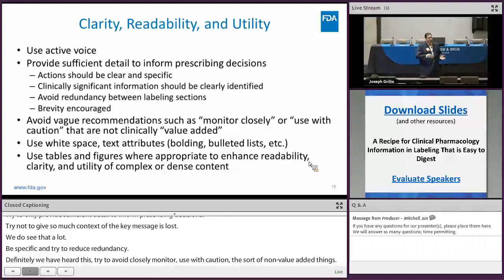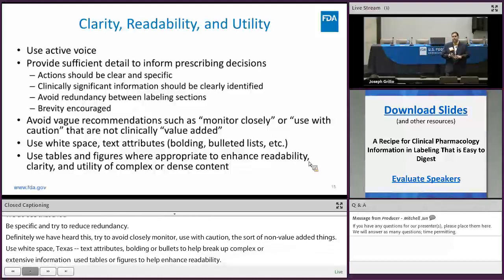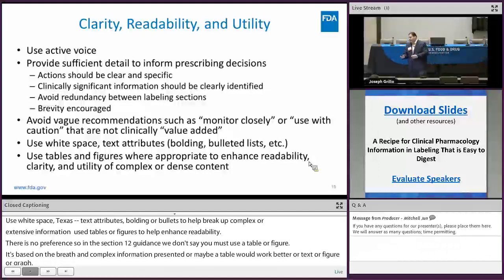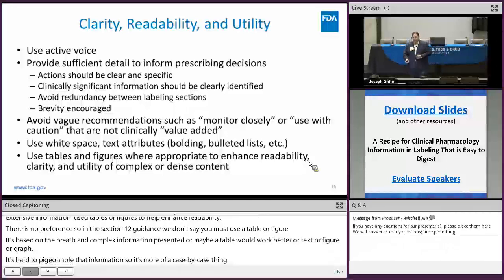Wherever possible, use tables or figures to help enhance readability. Now, there's no preference. In our Section 12 guidance, we don't say you must use a table for this or you must use a figure for that. It's really based on the breadth and complexity of the information that's presented, whether a table would work better, or just text, or a figure or a graph. It's kind of hard to pigeonhole that information, so that's more of a case-by-case thing. But the important take-home message is all those alternatives are open to try to make our labeling better, and we hope that industry uses them.